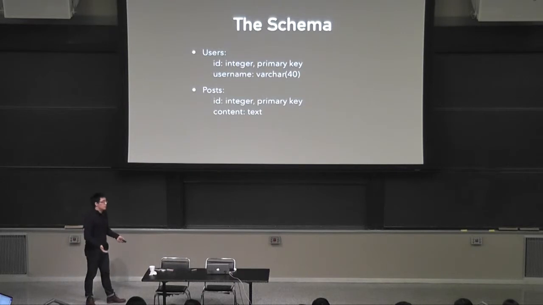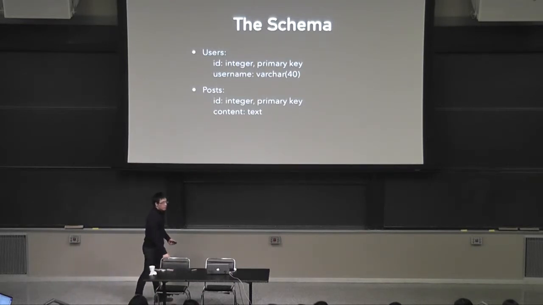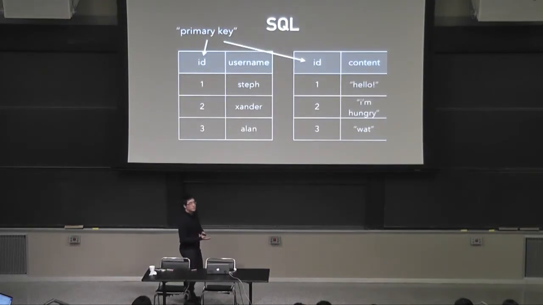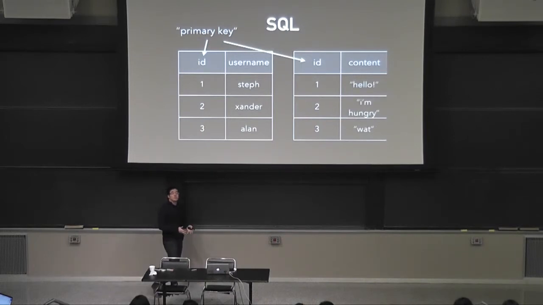And the username is going to be something that is a variable number of characters up to 40. And similarly for the posts, except I'm going to allow for more text to be in the content. And so you'll never get a situation in SQL where you load a table and maybe there will be a string in the ID field. It just will never happen. The database will not allow you to insert that as a record.